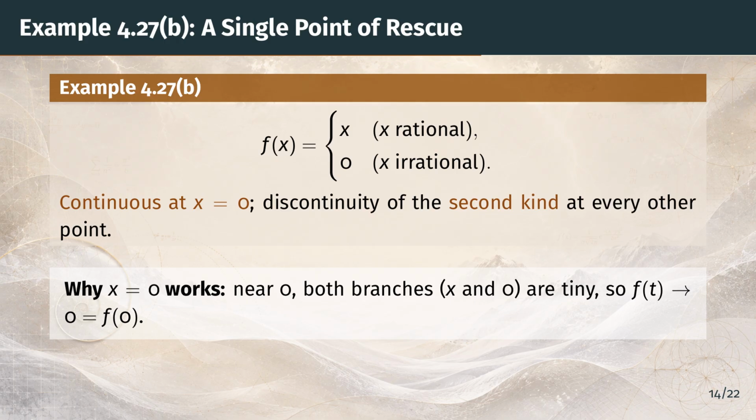Hence f is continuous at 0, but at any other point p, the rational values cluster near p, while the irrational values stay at 0. So the function again oscillates, and the one-sided limits fail to exist. Every point except 0 is a discontinuity of the second kind, one single point of continuity in a sea of chaos.